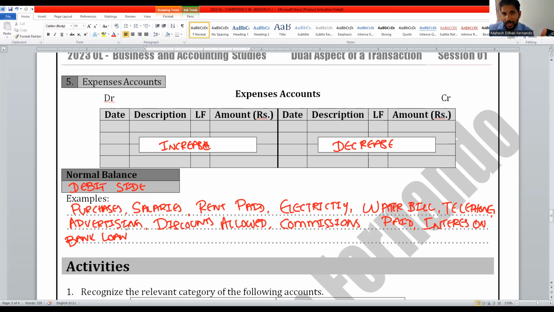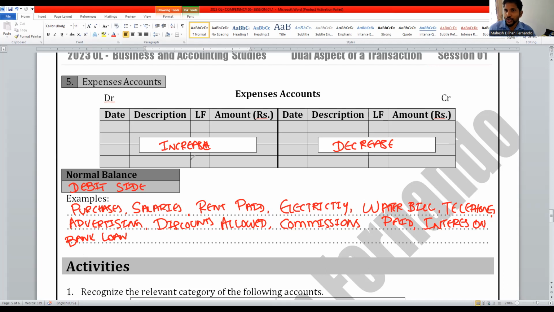If one of these things increases, that should be debited to that particular account. If one of these things decreases, that should be credited. Transactions record karanawa ledger accounts. So don't miss out the session.